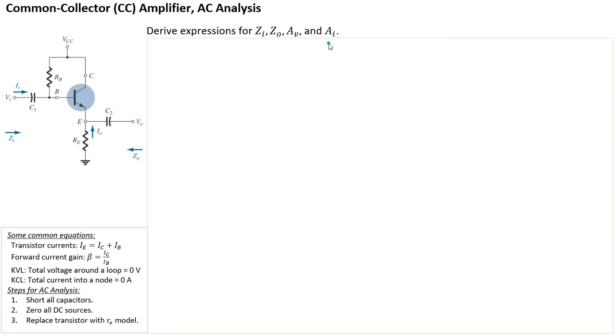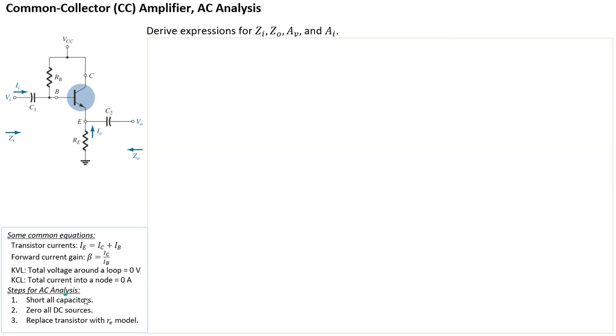Now, we're going to use a transistor model. Typically, we would use the RE model, but in this case, because we're interested in the emitter side behavior, it is a lot easier for the analysis if we use a T model instead. I'll show you what a T model looks like in comparison with an RE model.